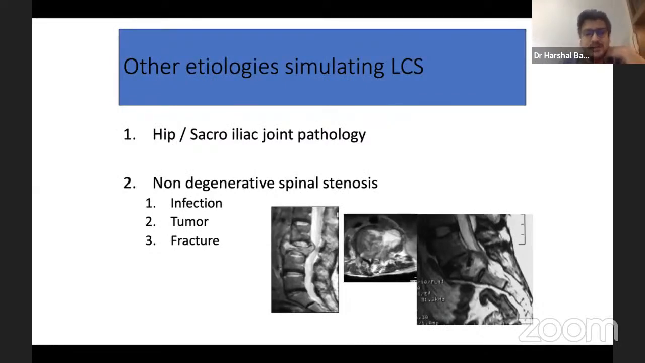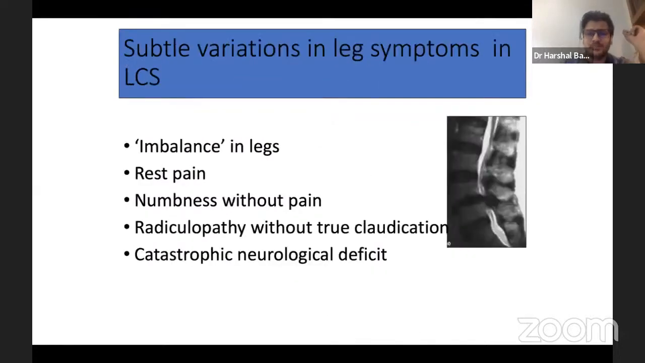It's important to always suspect infections, tumors, and fractures, because these are also common in these age groups. There are certain variations of leg symptoms, and these are not good signs. These are, again, red flags. If you have imbalance, rest pain, numbness without pain, or neurology without pain, there's a radiculopathy but not true claudication, or significant neurodeficits. So always look for the associated causes, look for any medical causes, because these can be present.